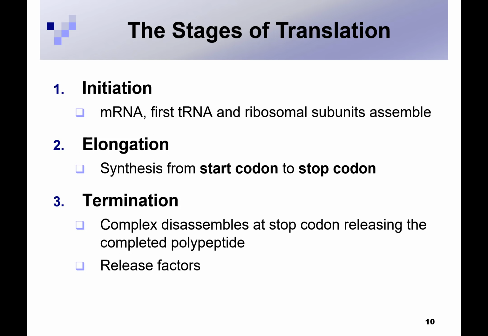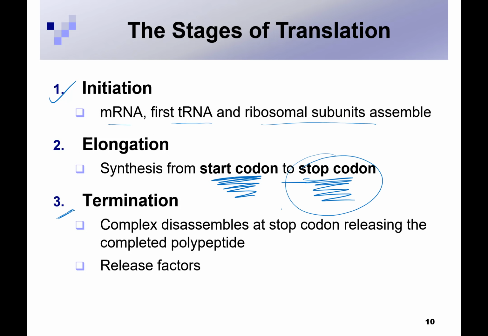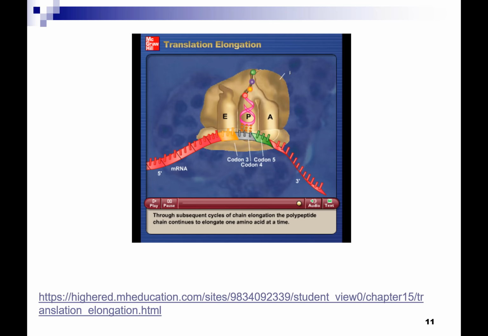Okay. So we've talked about initiation, right? mRNA, first tRNA, ribosomal subunits. Elongation for translation is from start codon to stop codon. Remember that start codons and stop codons have no effect on transcription. They're only important for translation. And then what we'll talk about in a second is termination, where we reach the stop codon. So let's look at these stages.